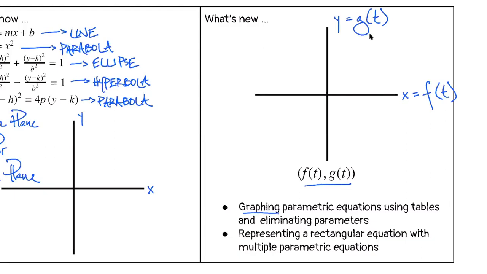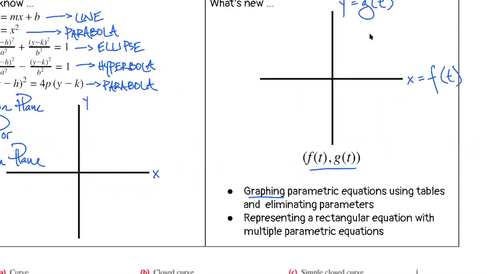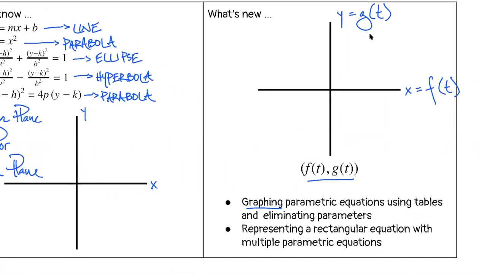So we're going to learn how to graph them. We're going to learn how to graph them using tables, like you did way back when you first learned how to plot xy points. We're going to learn how to graph them by eliminating the parameter, so getting it back to equations that look more like the left-hand side. And then we're going to take a look at representing a rectangular function with multiple kinds of parametric functions.